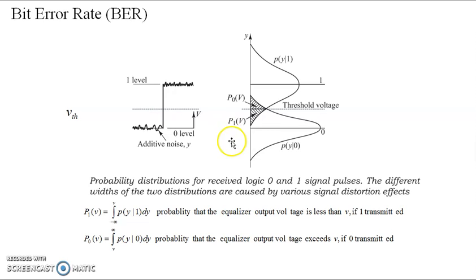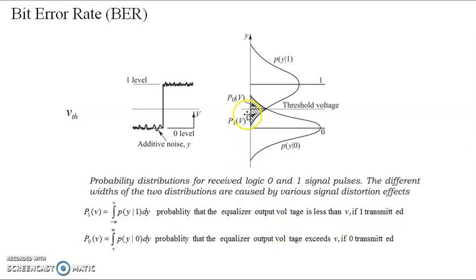So we need to find the probability while sending a 1 and a 0. Here we have the threshold voltage, this is the 1 level, this is the 0 level, and here the probability P1 of V is equal to what? Minus infinity to V. P1 of V means we are sending 1, but we are receiving a voltage below the given threshold voltage, so minus infinity to V, where V is the threshold voltage here. It is the probability that the equalizer output voltage is less than the given threshold voltage if 1 is transmitted.